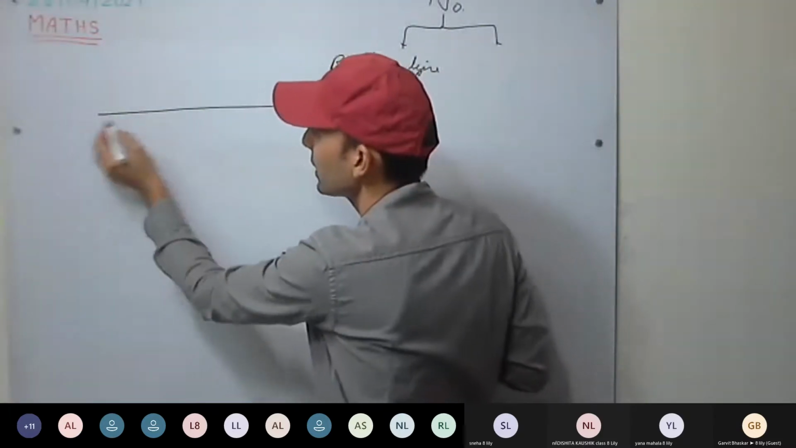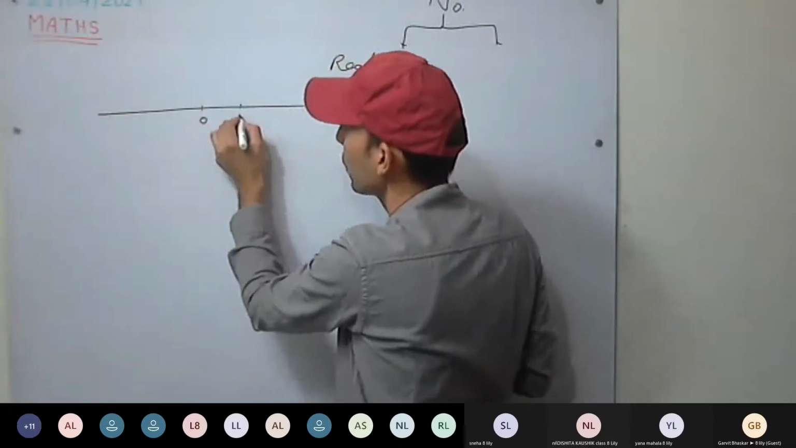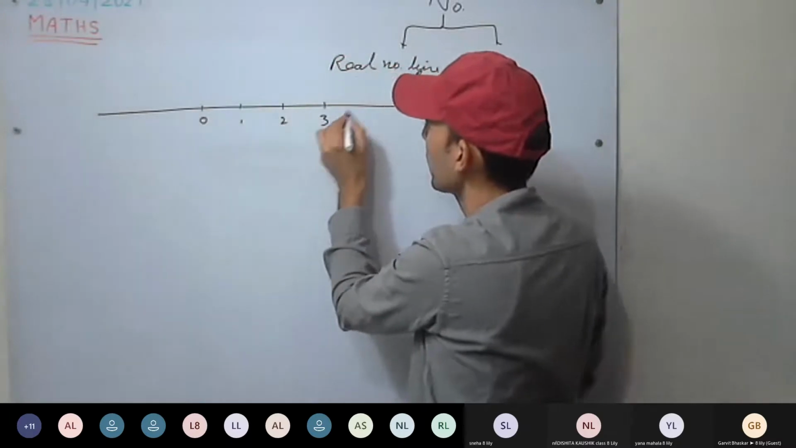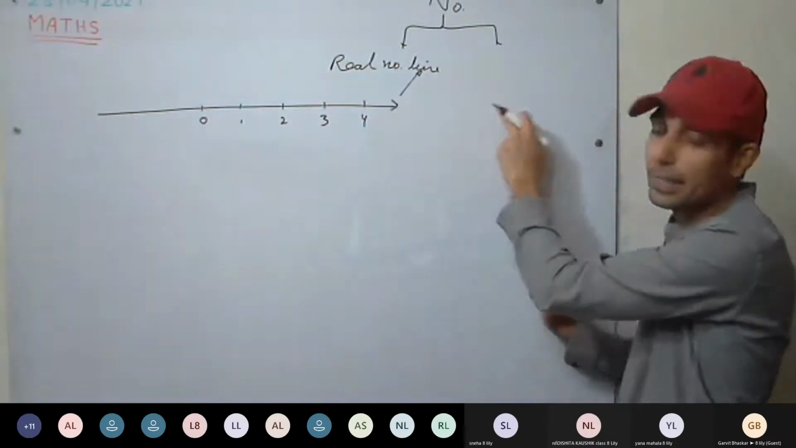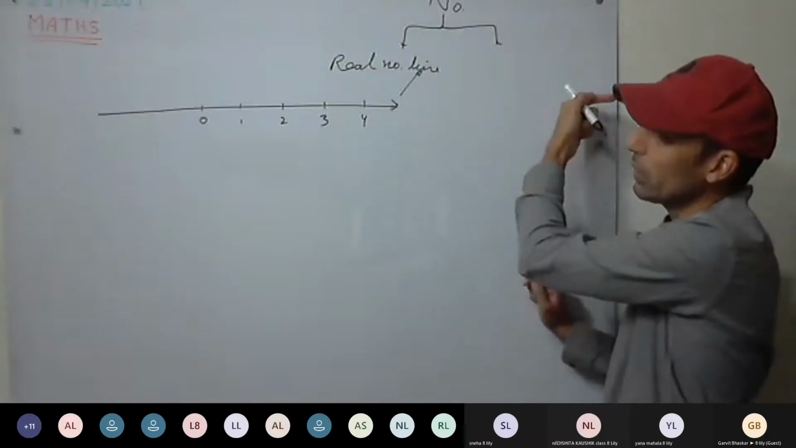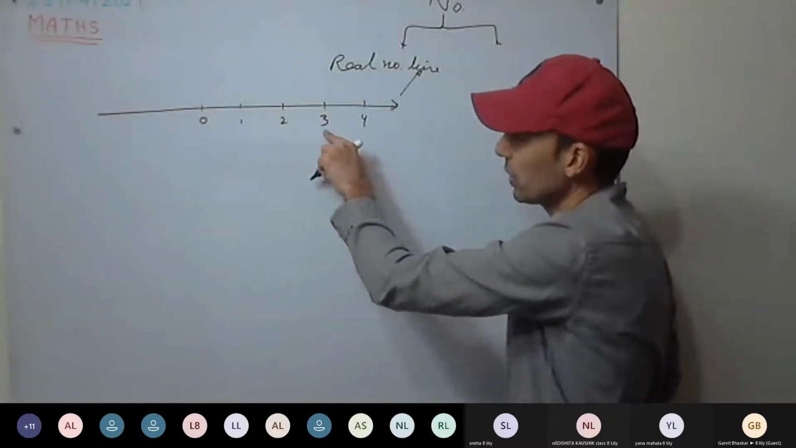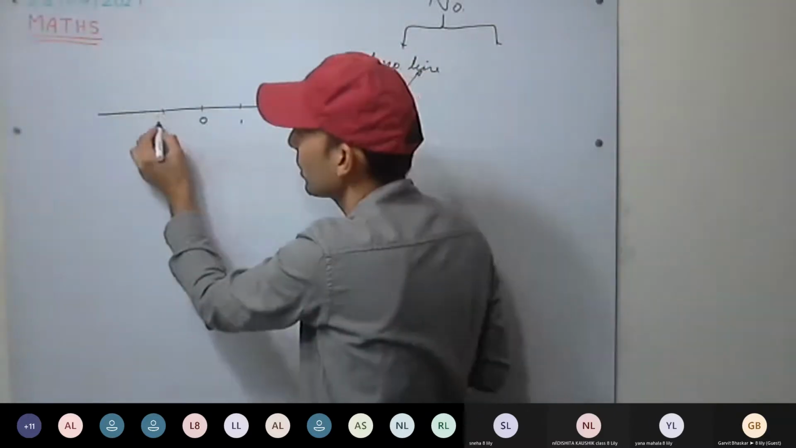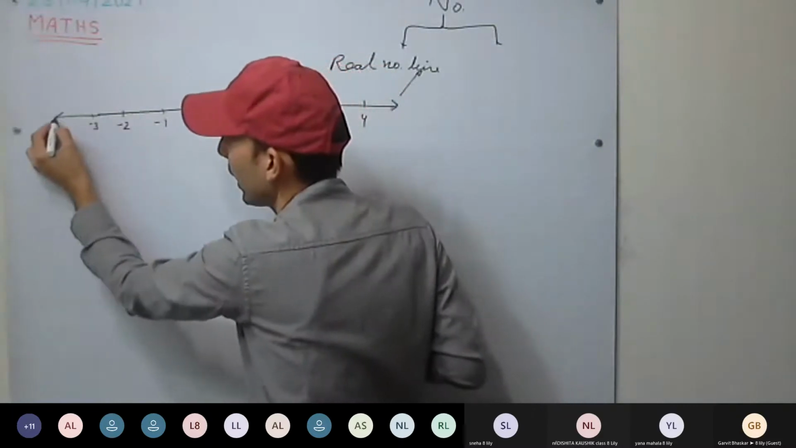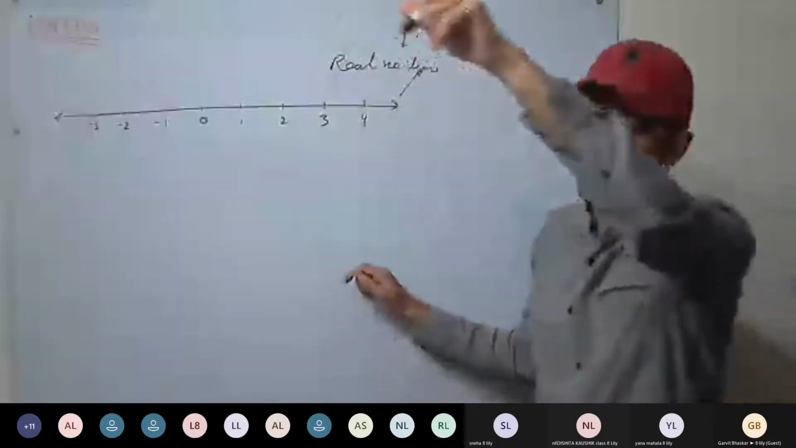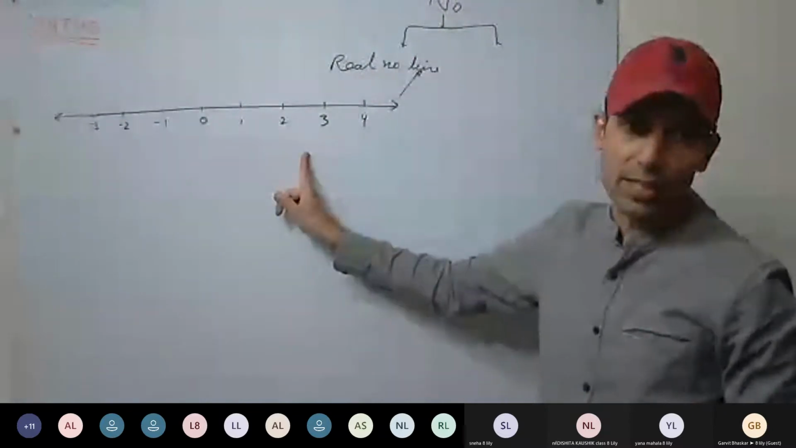For example, on the real number line: 0, 1, 2, 3, 4. And this arrow denotes the line is never ending. It is going to infinity. So 0, 1, 2, 3, 4. And on this side -1, -2, -3, and up to minus infinity. Both sides it is never ending.